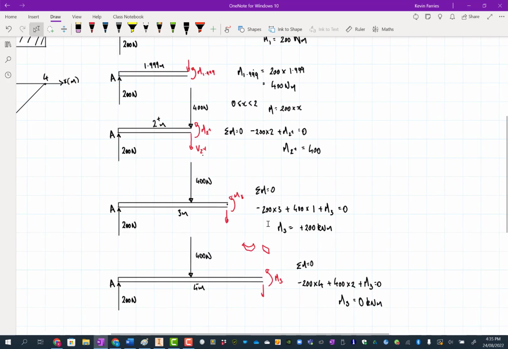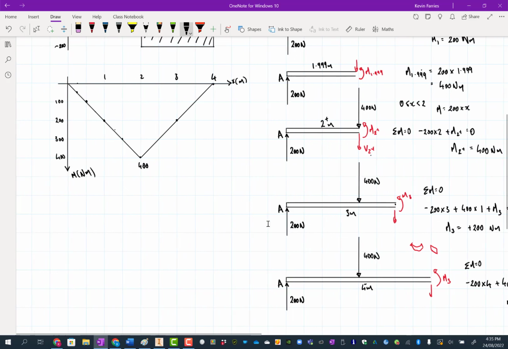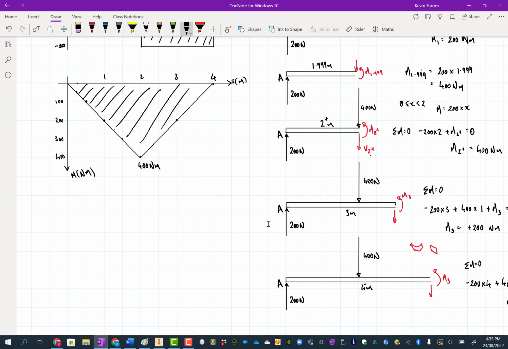Just checking I got there. See, civil engineers never work in newtons. Newton meters. Let's just put them all on. So all of these are Newton meters. So 400 Newton meters. And again, you would just shade it so it's easy to see where it is.